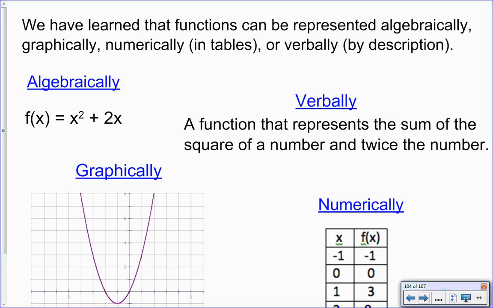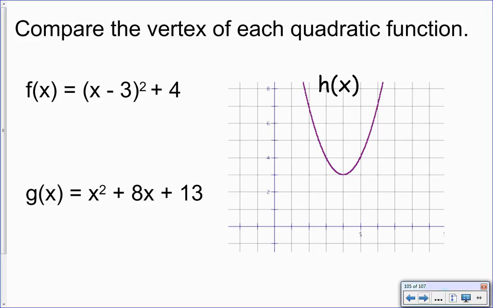So for the very first example, you're asked to compare the vertex of each quadratic function. And if you look, you've got 3. So you've got f of x, g of x. So those two are going to be the algebraic versions. And then you've got the third one, h of x. So let's start with the very first one.